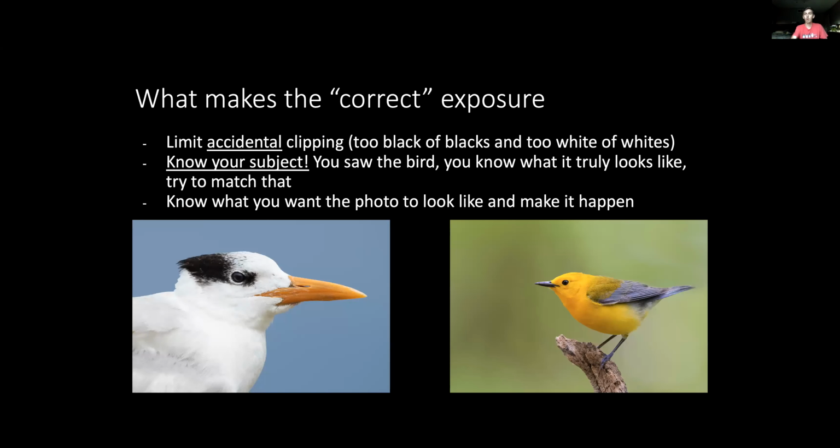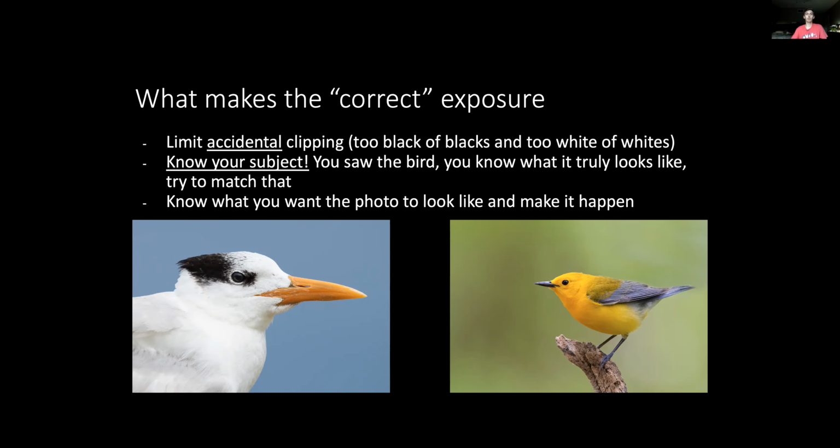So then what makes something a correct exposure? There's no set way that applies to every photo. So really what I say is that you limit the accidental clipping, and what I mean by that is keep your blacks from getting too dark with no detail in them, and keep your whites from getting too bright with no detail in them by accident. In certain cases, you can do this intentionally for a specific look of a photo, but you want to make sure you're not doing it by accident.